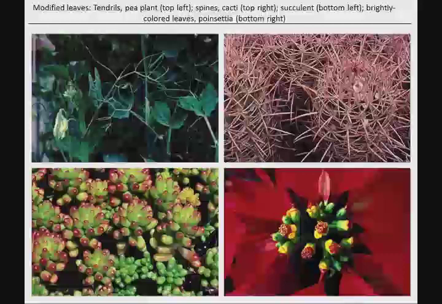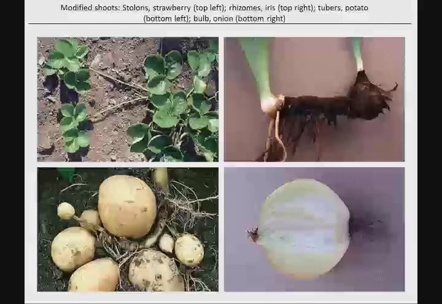Or even a poinsettia, where the leaves are what we think of as the flower. The botanical flower is actually much smaller, but those red leaves look like flowers or petals to us, but they're in fact not part of the flower. So lots and lots of modification with leaves, lots of modification with roots.